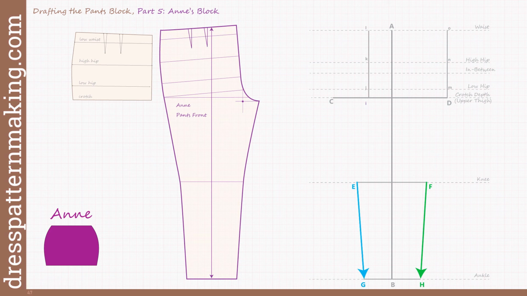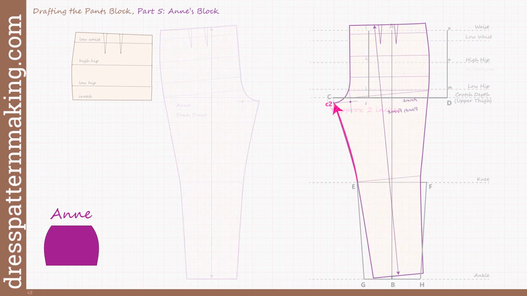So I'll draw straight lines from the knee to the ankle, from knee point E to ankle point G, and from knee point F to ankle point H. I'll draw a short guideline, about 2 inches long, down from point C and at right angles to the C to D line. I'll take Anne's block and turn it upside down and match the inseam knee point of the front block with the knee line of the pants back at point E. I'll rotate the front block until the crotch point touches that guideline I drew in the last step. I'll name the point where the back crotch touches the guideline, point C2, and I'll trace the front inner leg curve from the crotch point down to the knee or from the knee up to the crotch point.